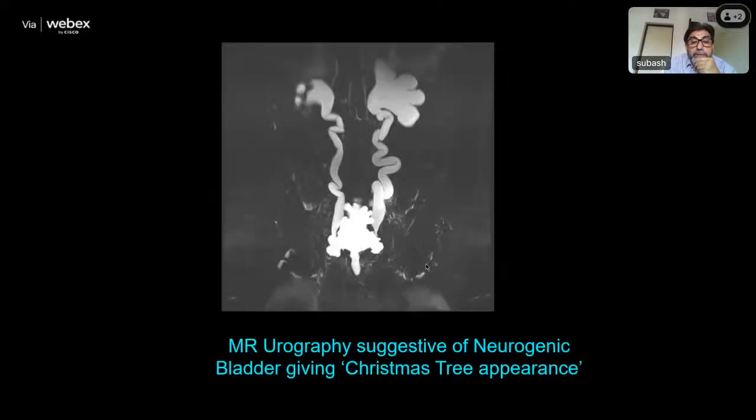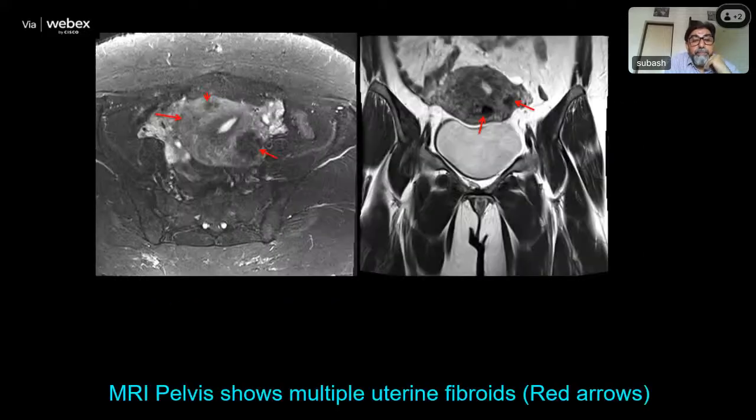So this is a neurogenic bladder. This is a urine bladder, you can see, and these are the ureters, and you can see the very special appearance because of the neurogenic bladder. It's like a Christmas tree appearance on the urinary bladder here.